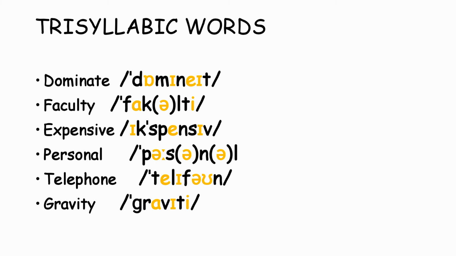The next, telephone. There is a diphthong, and an o. Three vowel sounds are there. Therefore, three syllables are there. That's why it is a trisyllabic word. Now, gravity. Three vowel sounds are there, three syllables are there. That's why this is also a trisyllabic word.